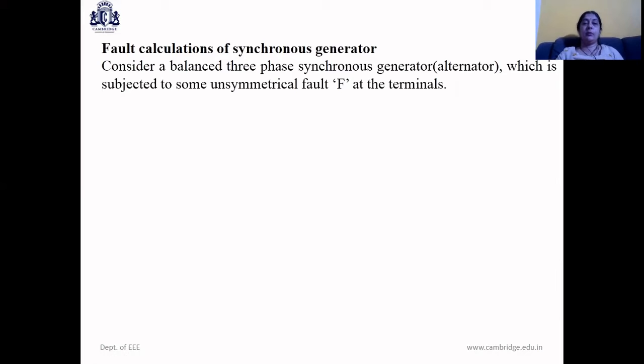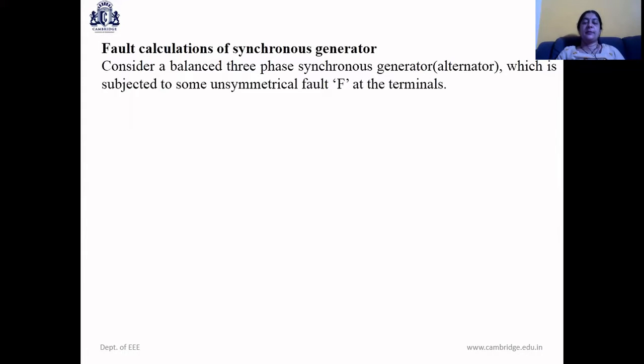Now let's quickly move on to the fault calculations in the most generally occurring components in the power system. We will be concentrating on the synchronous generator and the power system in general. First, look at the fault calculations in synchronous generators.